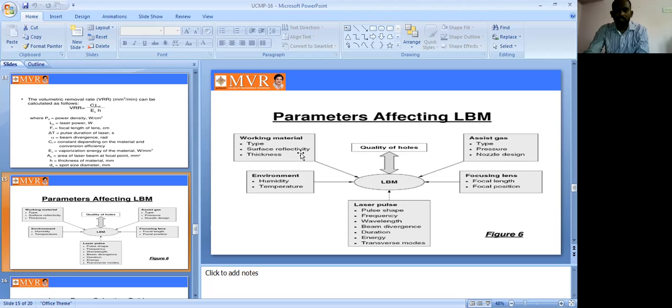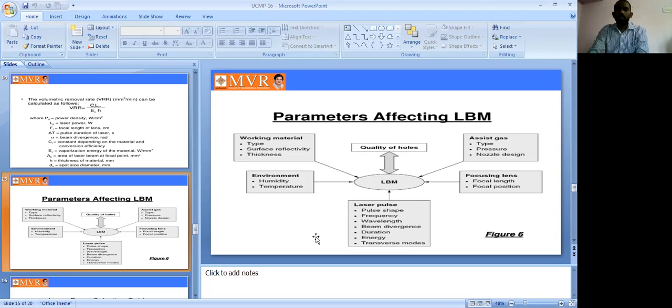Surface reflectivity is very important. Surface reflectivity is nothing but this: when the heat source touches the workpiece, it receives the energy and produces thermal energy. After that, the machining is completed. Only after that does the machining start.